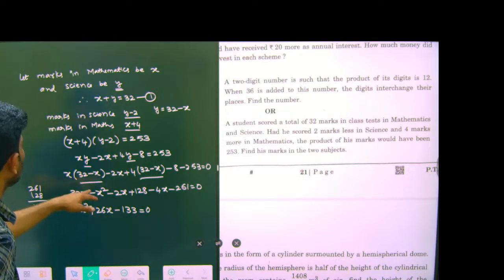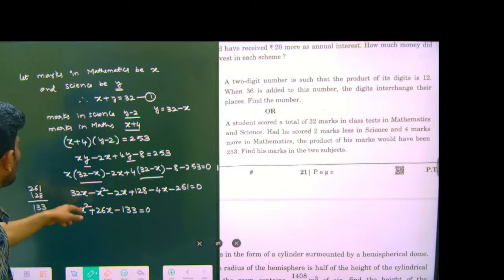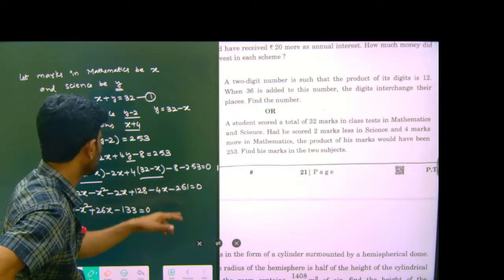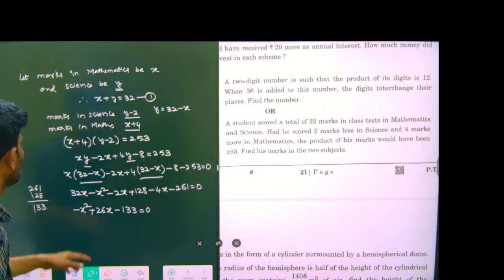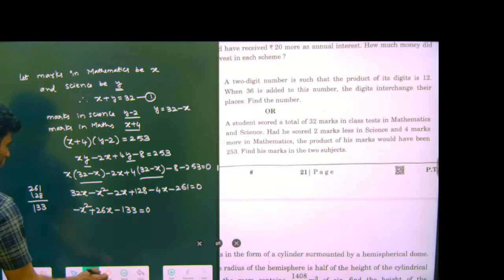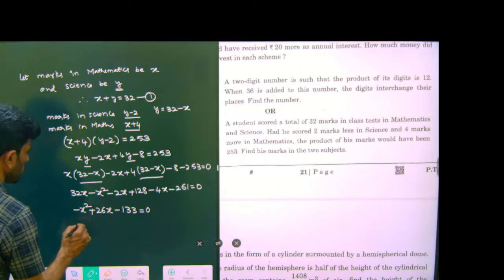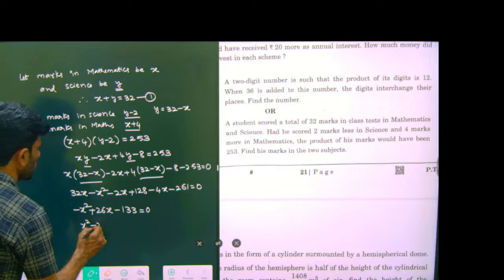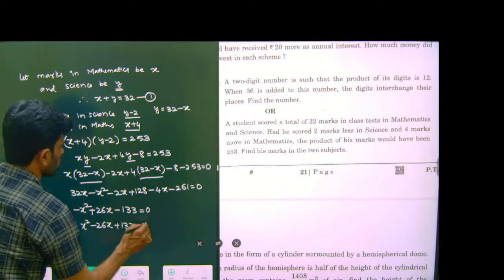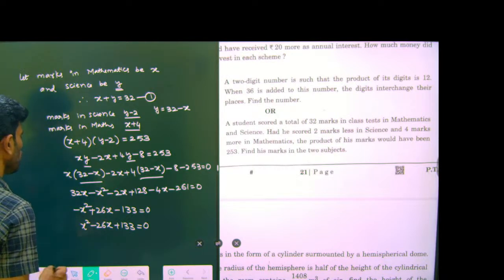So minus 2x minus 4x is minus 6x. 32x minus 6x is plus 26x. And 128 minus 261 is minus 133. Now because the x square coefficient is negative, I am changing the sign everywhere, or you can multiply by minus everywhere. Then we get x square minus 26x plus 133 is equal to 0. Now we have to get the factors of 133.